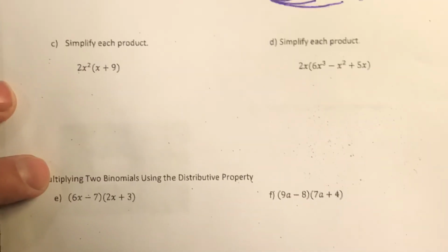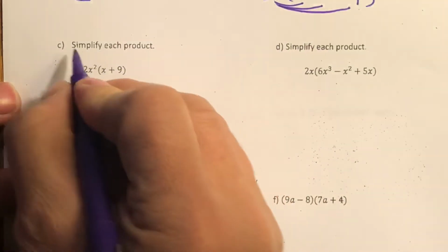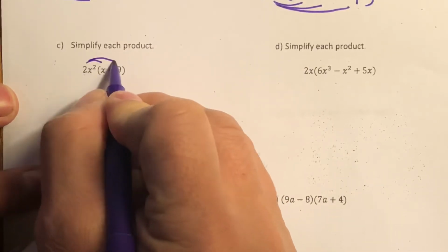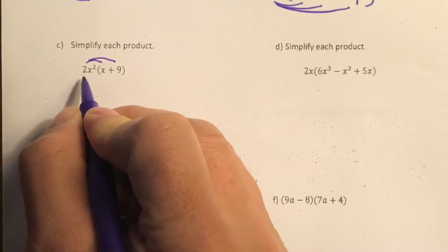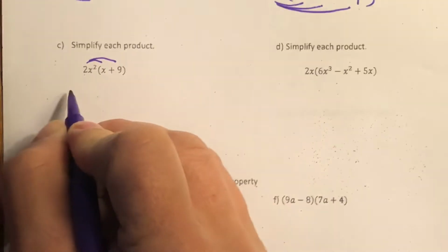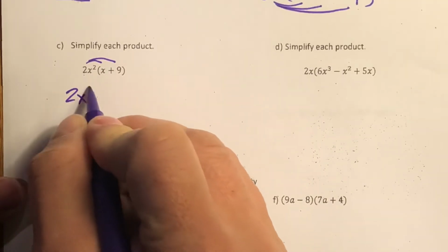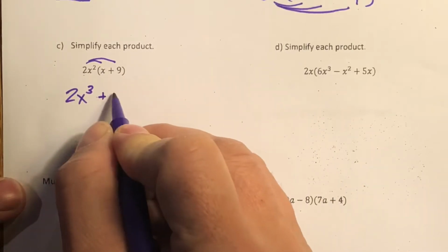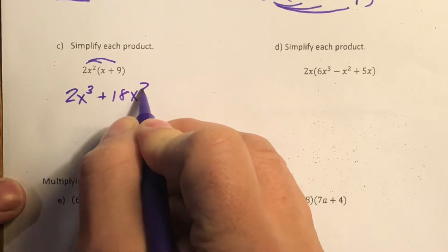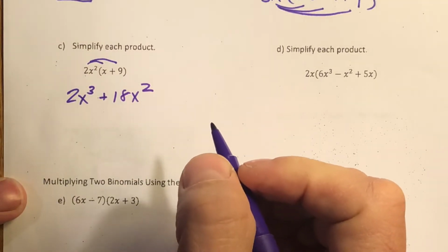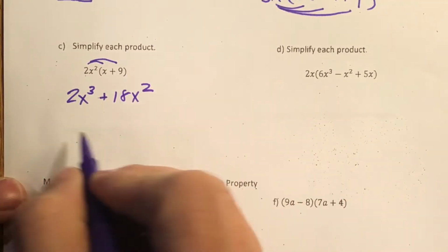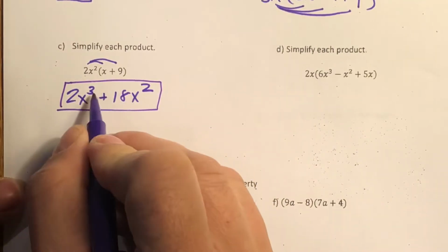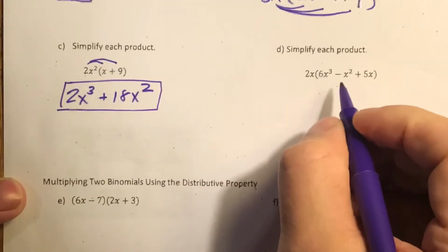All right, look at C. Simplify the product, or each product. So we're going to go ahead and distribute this. We're going to have 2x squared times x, which is going to be 2x cubed. Multiply this, and we're going to get 18x squared. And I cannot add those 2 terms together because they are not alike.